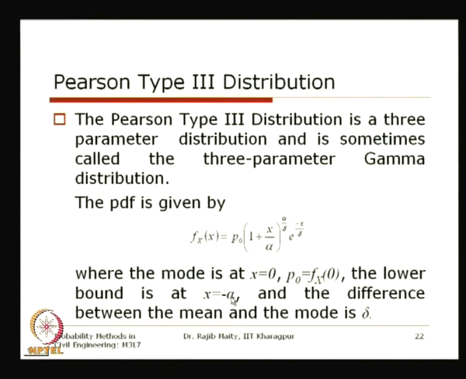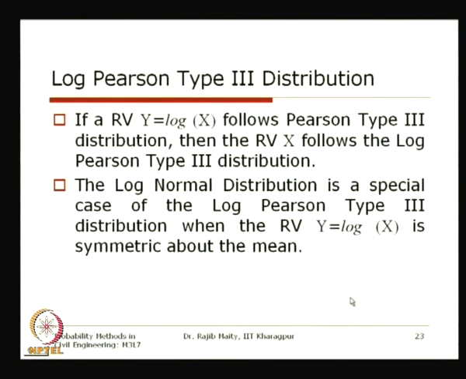So it is more general with respect to the gamma distribution, but its application to civil engineering problems is mostly to frequency distribution. There is another one known as the log Pearson type 3 distribution.